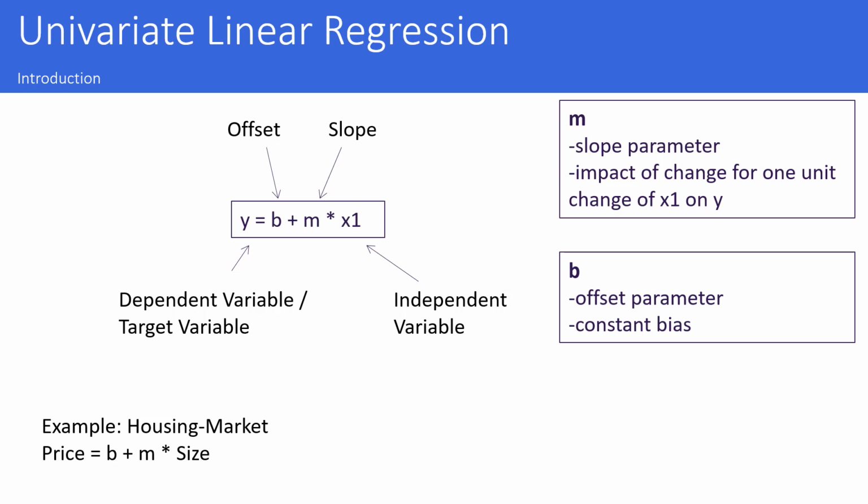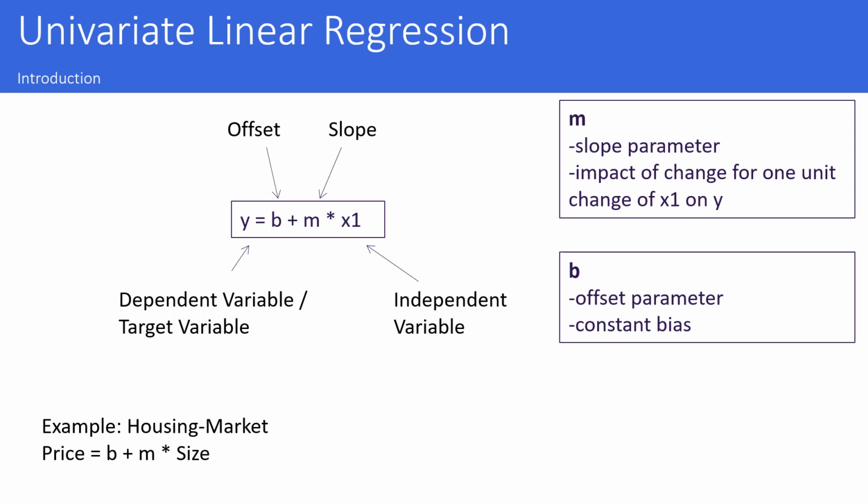M is the slope parameter. It represents the impact of a 1 unit change of x1 on our target variable y. The offset parameter b, this bias term, adds a constant bias to the model. Effectively, this offset parameter represents the price that would have to be paid even if x1 were 0. Then the second term in this equation is 0 and only b plays a role.